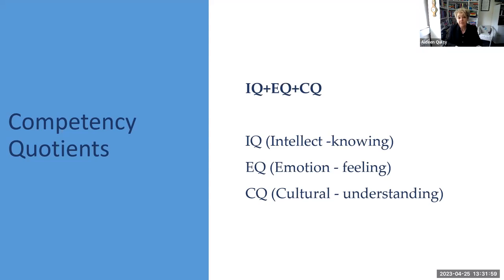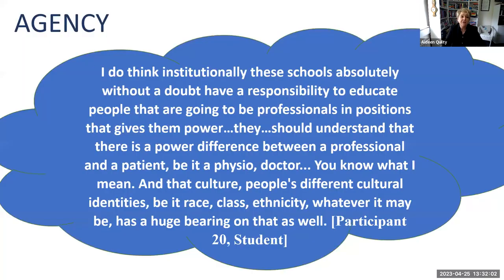So that brought us to our final one, agency, and the need for people to be empowered and also resourced to deal with the sorts of power dynamics that were maybe preventing some people from being involved. So this student says, "I do think institutionally, these schools absolutely, without a doubt, have a responsibility to educate people that are going to be professionals in positions that give them power. They should understand that there is a power difference between a professional and a patient, be it a physio, a doctor, you know what I mean?"